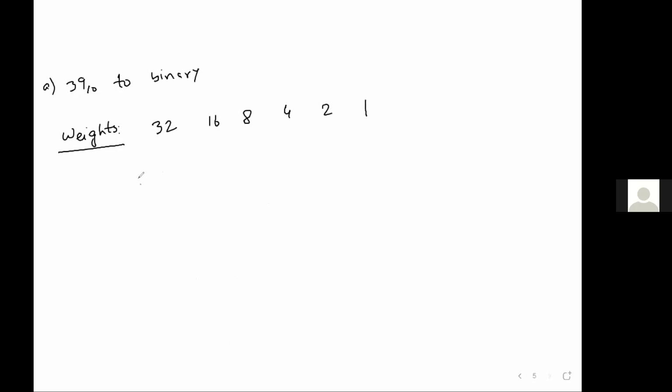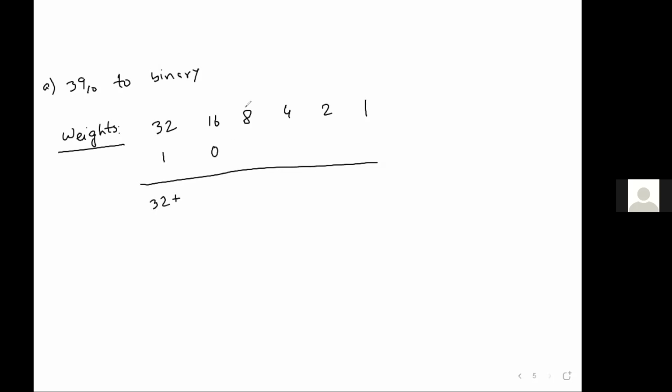All right, now let's fill it in over here. Okay, in order to get 39, you definitely need 32. So put a 1 on this. So write 32 and write plus. Now, do I need 16? Because if I add 32 plus 16, it will cross 39. So I don't need a 16. So I will put over here a 0. 32 plus 8.